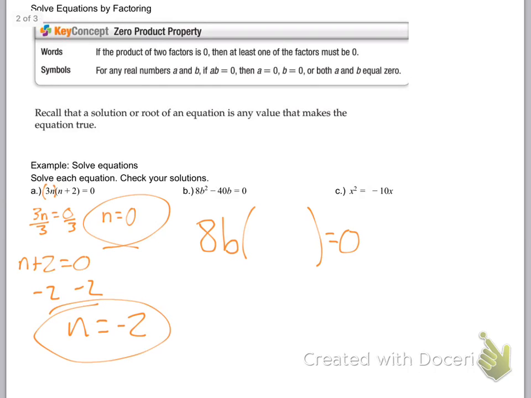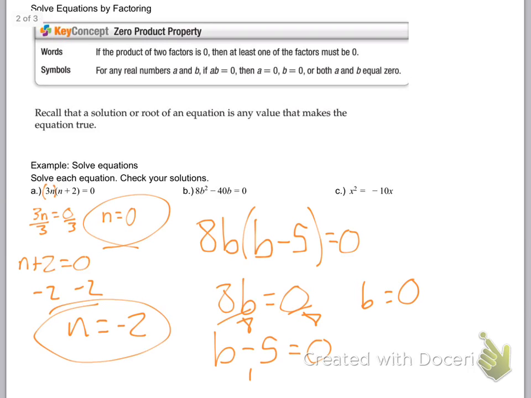8b squared divided by 8b is b. And negative 40b divided by 8b is minus 5. So what should I do with 8b and b minus 5? Set them equal to 0. Divide by 8, divide by 8, b equals 0. Add 5, b equals 5. Boom.